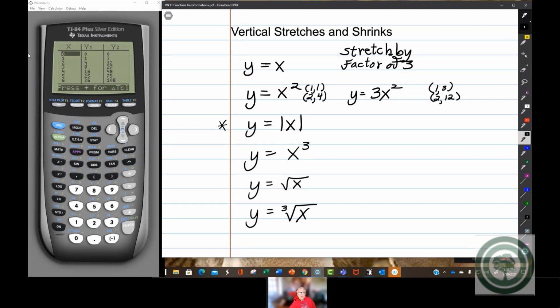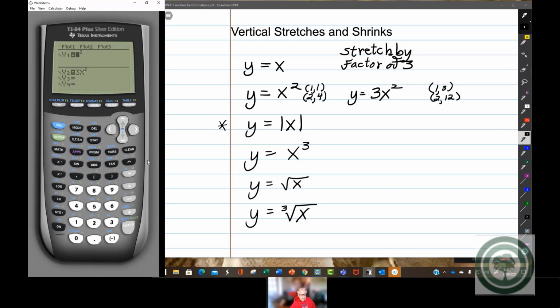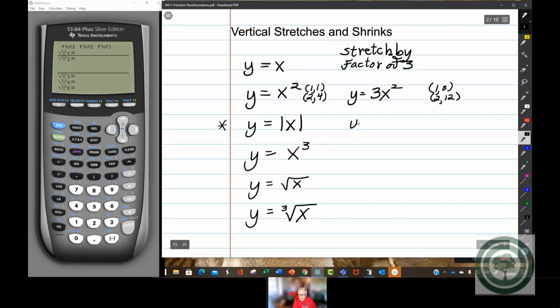If I want to stretch y equals the absolute value of x three units. Or what? Who says we have to do 3? Oh, because I wrote a factor of 3. Okay. y equals 3 times the absolute value of x.